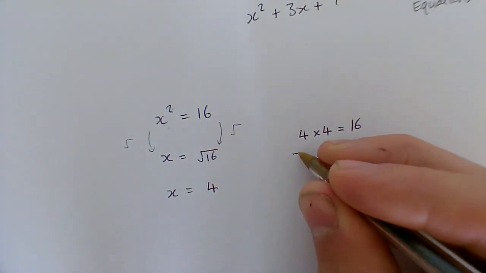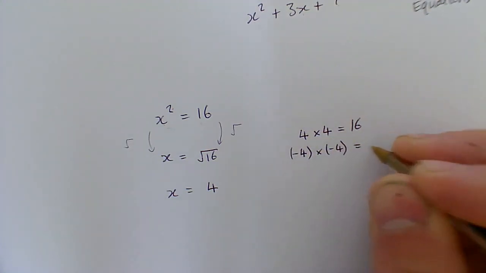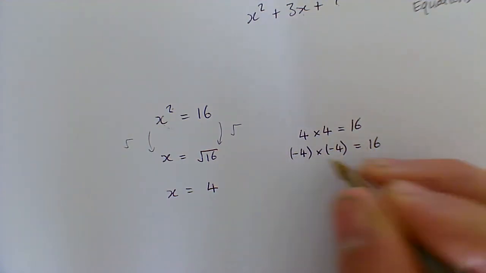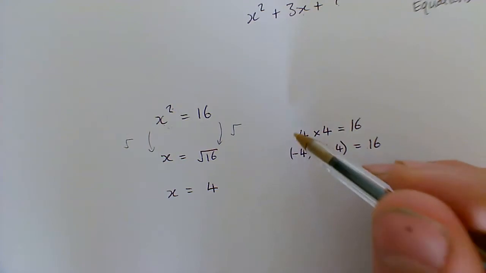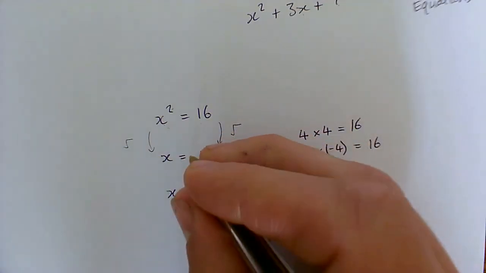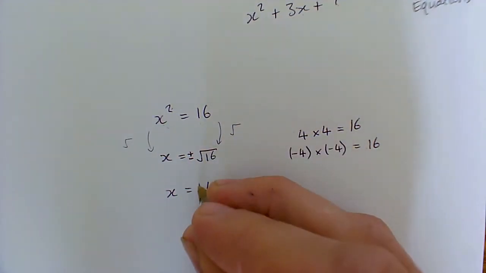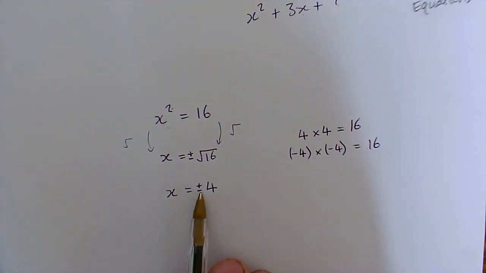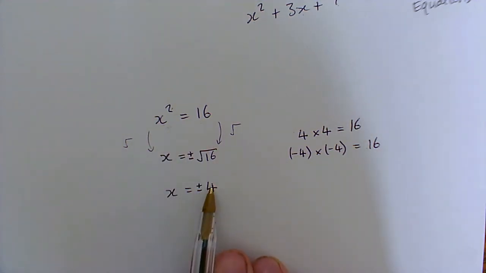However, there's another possible number. If I do minus 4 times minus 4, that is also 16, because negative times a negative is a positive. 4 times 4 is our 16. That creates an issue because we can either have positive 4 or negative 4. So we show that in our answer as putting a little plus or minus there, and that shows us we can have positive 4 or minus 4 as our answers to the equation. So actually 2 answers to this equation here. One is positive 4, the other answer is minus 4.